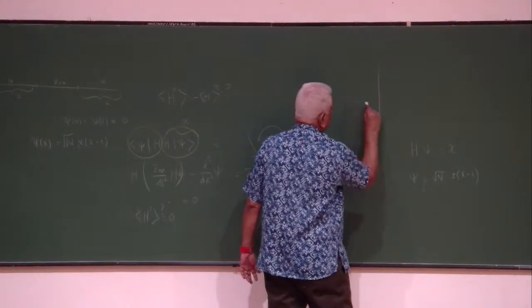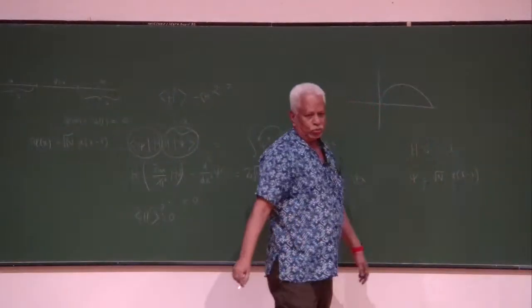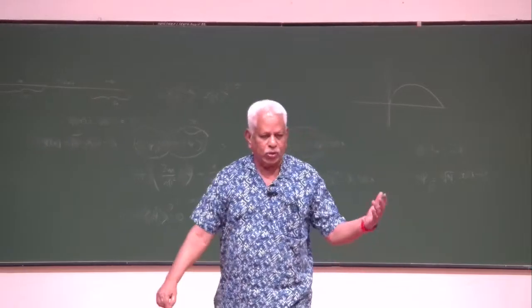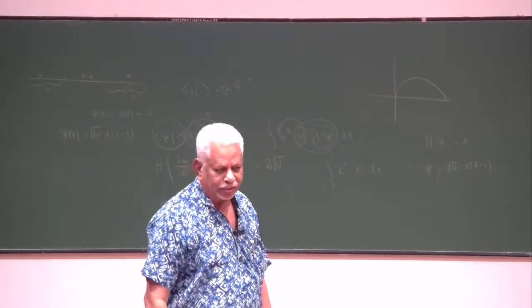Let me try to plot it. It is some function like this. It is a parabola. Actually, it is a parabola. As you know, y is equal to x square minus some function, right? That is what that parabola is.